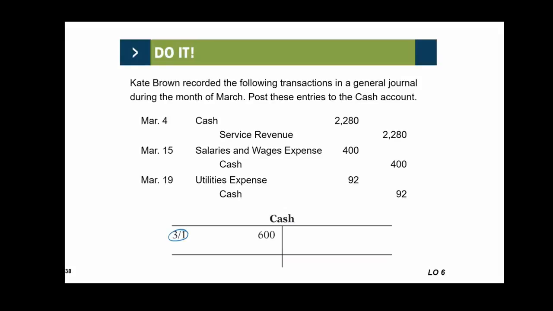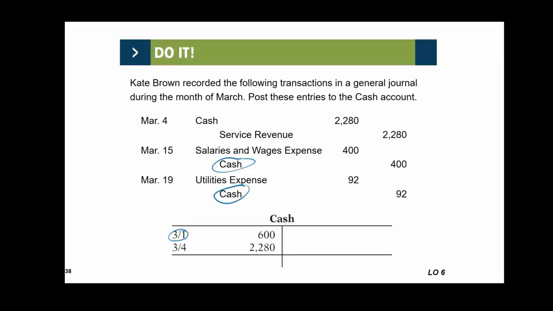That's easy. Just look at the journal entry, and you can say that the first one, March 4th, debit cash for 2,280. So March 4th, we put it on the debit side, and then we have salaries and wages expense paid in cash, and utilities expense also paid in cash. So March 15, and you always put them in chronological order. On the other side now, this is a credit, and this is a credit.